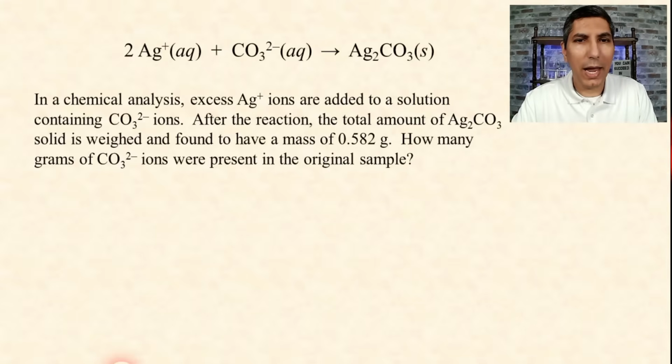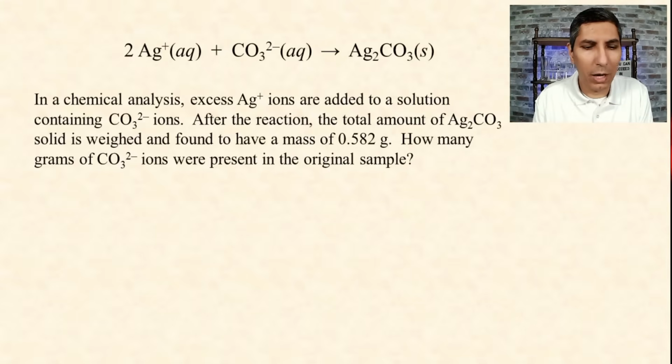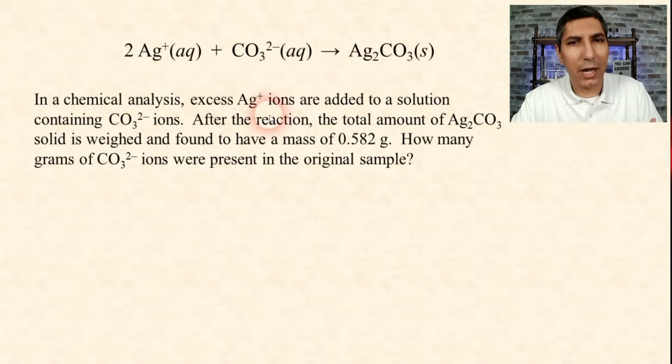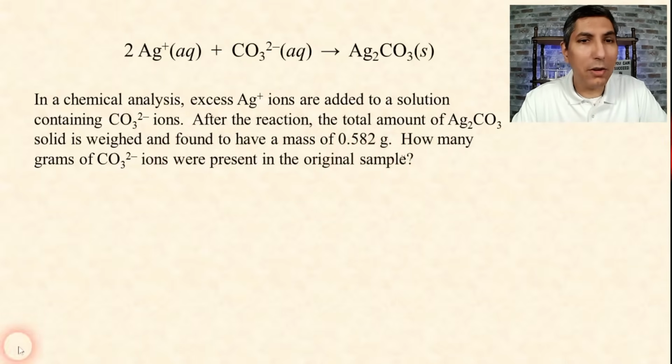So let's take a look at a little bit of stoichiometry here. So often we have to solve stoichiometry problems. This is kind of a big part of Unit 4. We have an equation given to us here. And it says in a chemical analysis, excess silver ions are added to a solution containing carbonate ions. After the reaction, the total amount of silver carbonate solid is weighed and found to have a mass of 0.582 grams. How many grams of carbonate ions were present in the original sample?